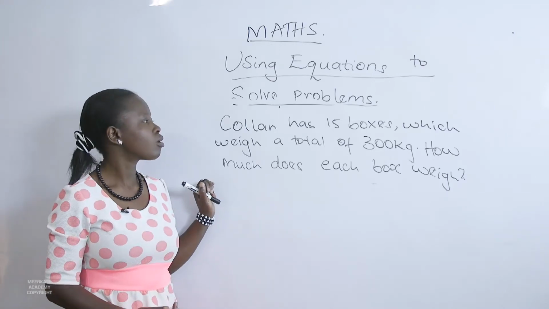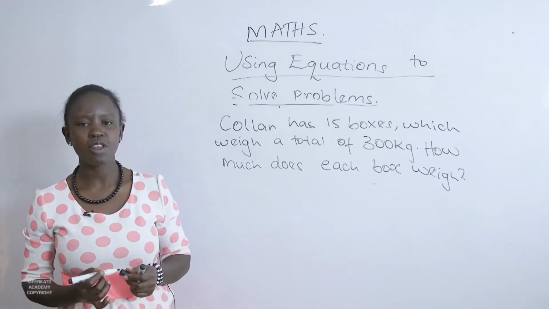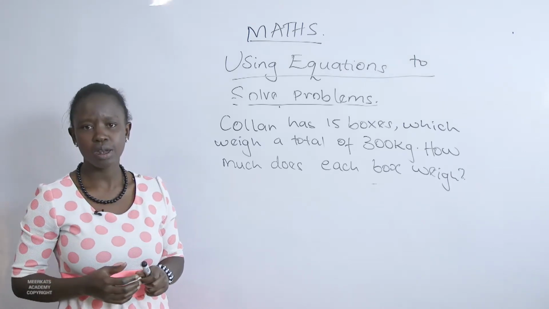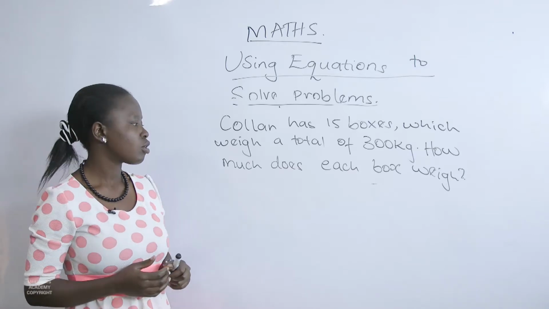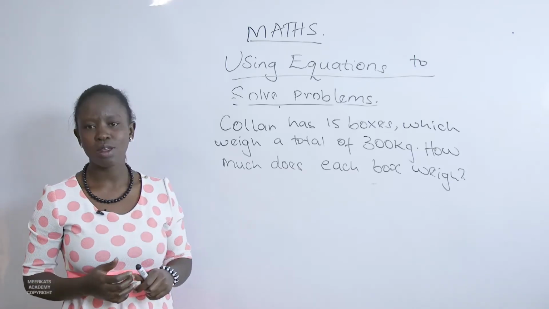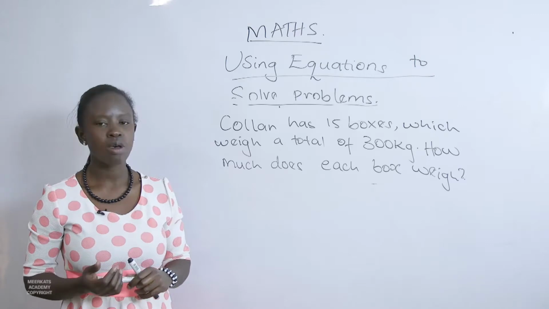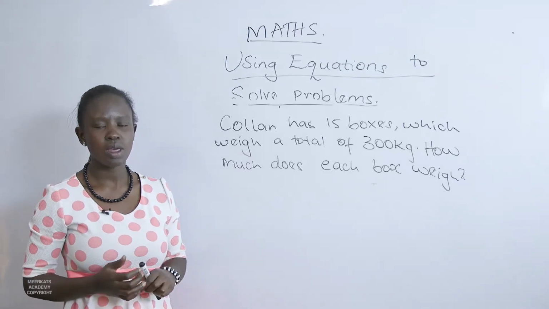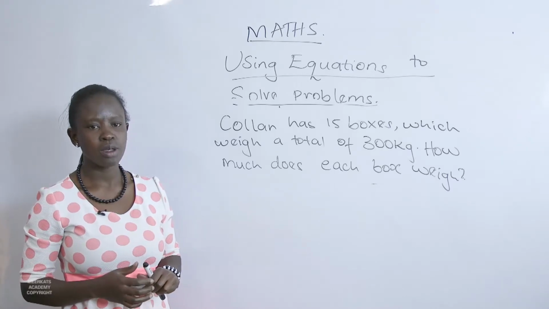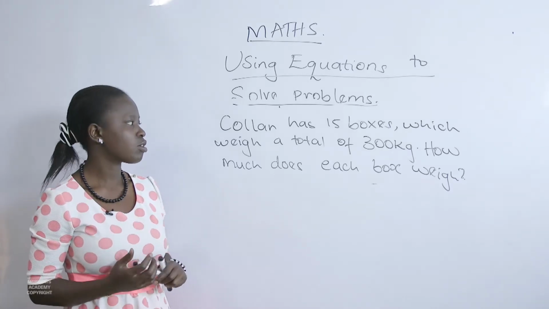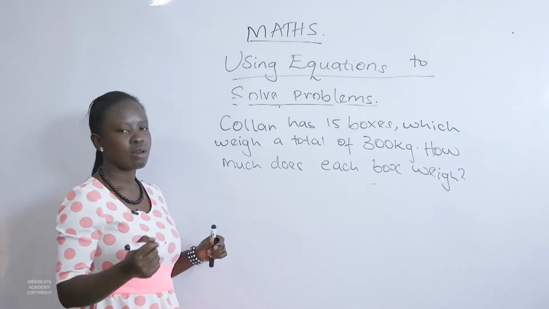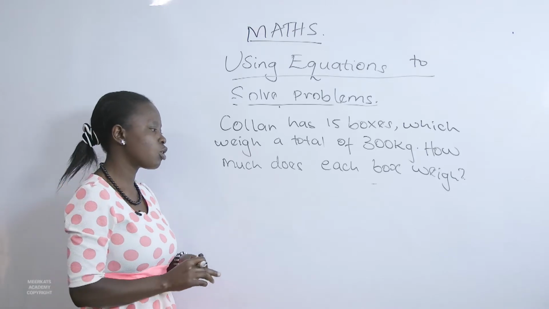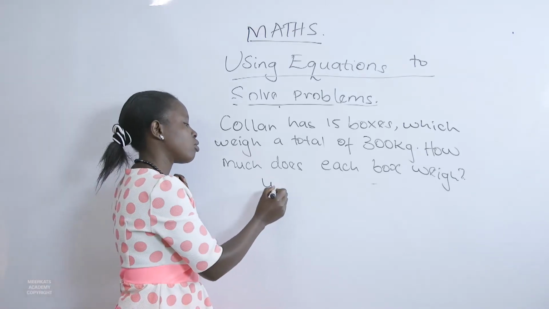So we have Conan has 15 boxes which weigh a total of 300 kilograms. So the question is, how much does each box weigh? We need to find out the weight of each box. So this means we need to define a pronumeral to be used in our equation. So for instance, we can choose W.